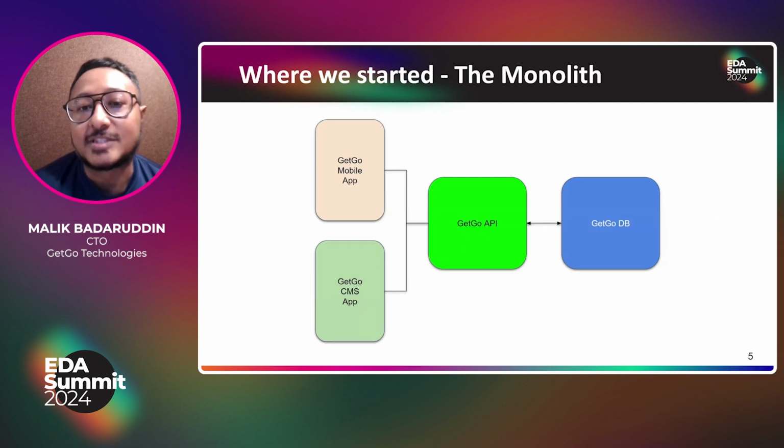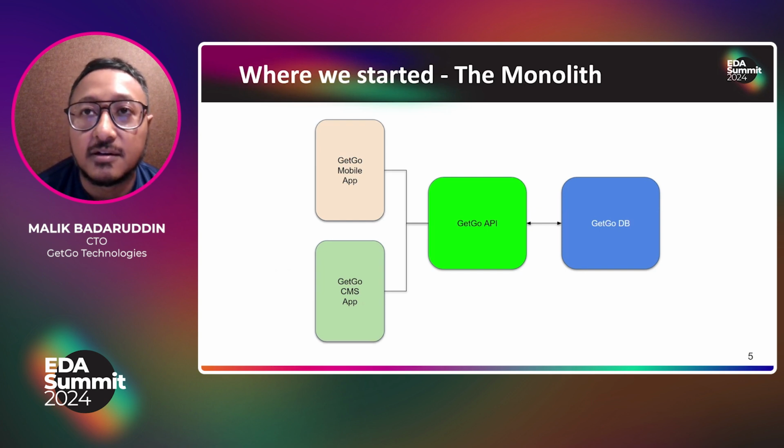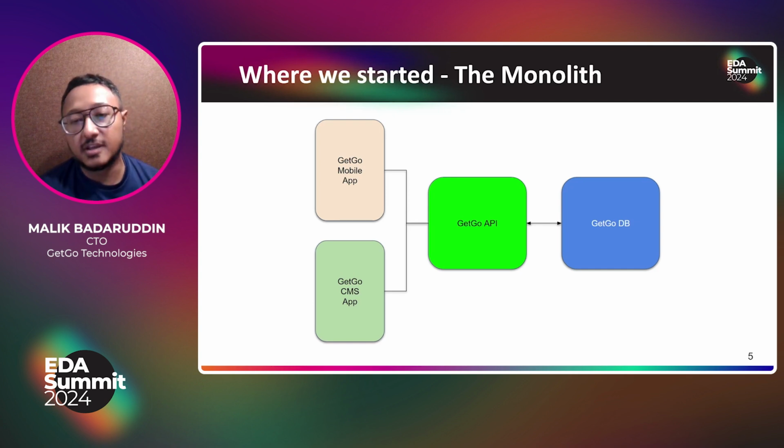So this is what we started with. The GetGo application started off pretty simple. We have two applications running concurrently. We have the mobile app, which is what our users see, and we have what we call the customer management system. That is a backend system running for administration purposes. This is also where we manage all bookings, manage our customers' details and so on. All of them are connected via a simple API, a monolith stack, connected to a single database.